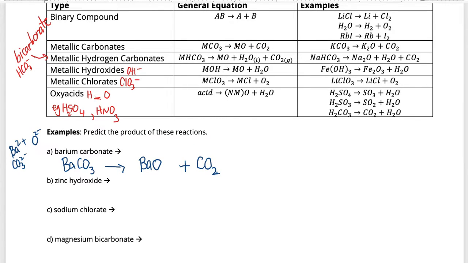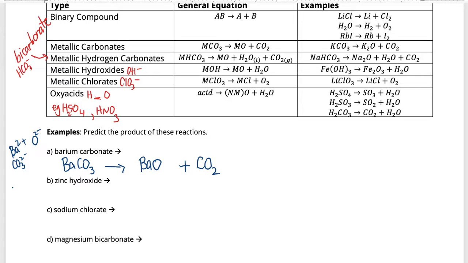Okay. So again, we're not balancing today. We are just trying to put all of our energy into predicting the product. So we have to predict the right product, and we also have to come up with the correct formula. Okay. Barium oxide. Okay. Next one, zinc hydroxide.